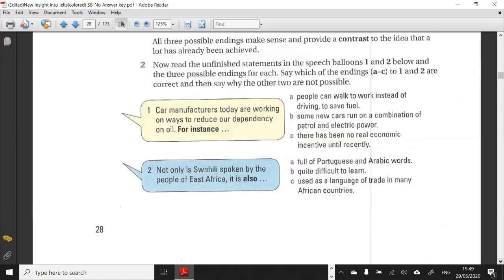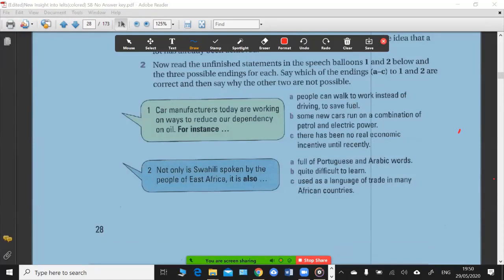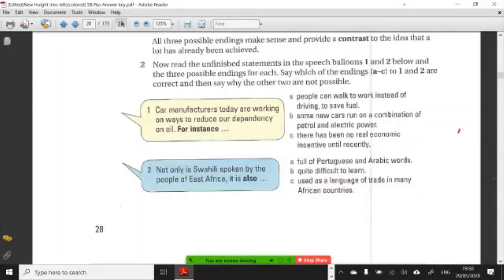Question number 2: not only in Swahili, which is a language, not only in Swahili spoken by people of East Africa, it is also... Now you have three options. Make a choice, please. What choice will you make for question number 2? Anyone can make a choice.